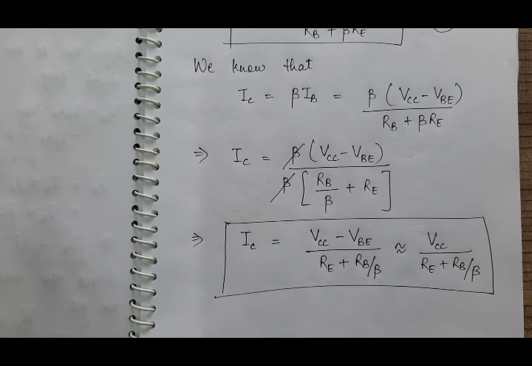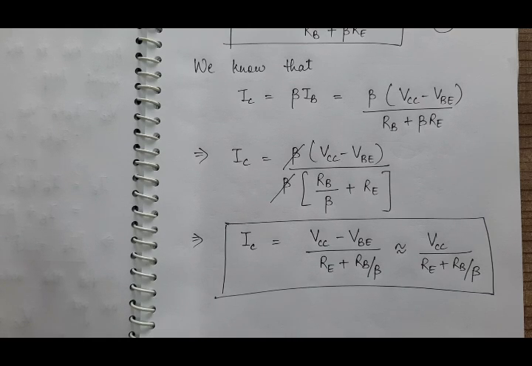So next thing is we have to calculate the value of VCE by applying Kirchhoff voltage law to the output loop.